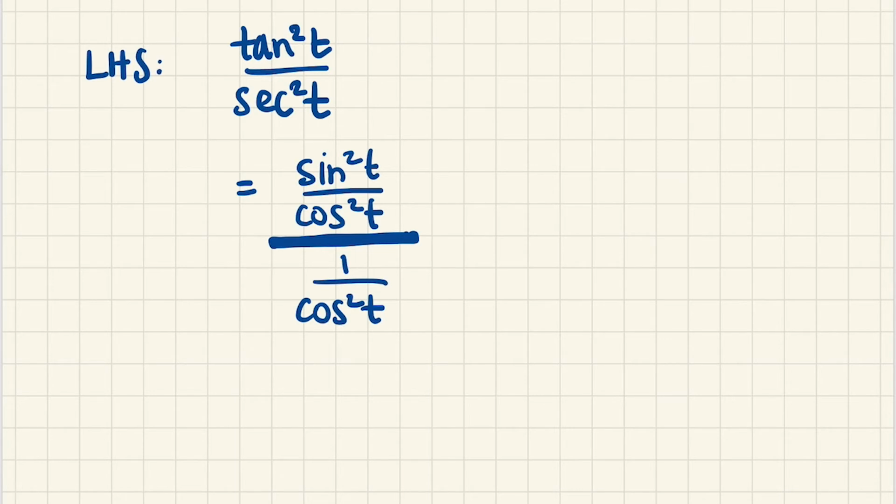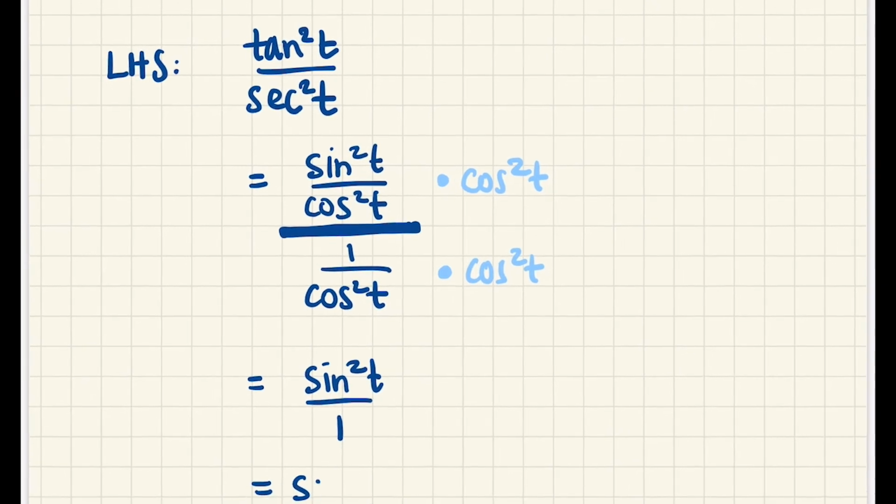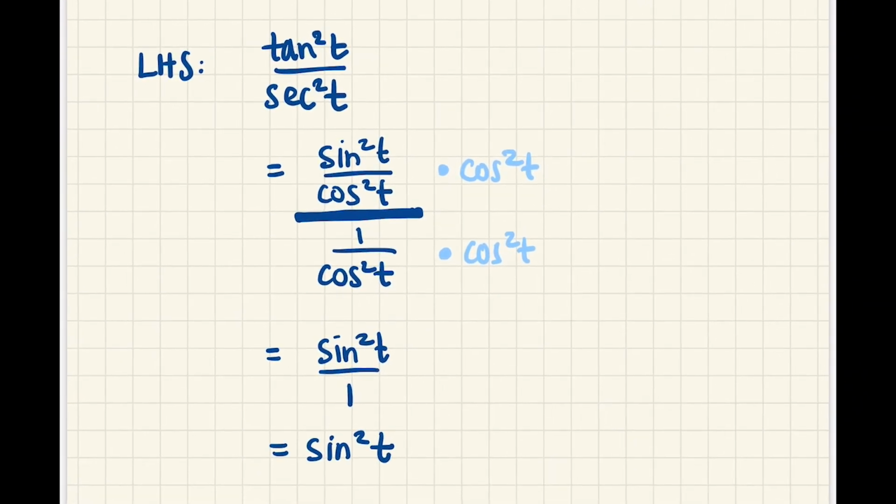Okay, so very good. We can now clear this fraction within a fraction situation by multiplying the entire numerator by cosine squared and simultaneously multiplying the entire denominator by cosine squared. So what we're going to get is in the numerator, these two factors cancel, giving us sine squared of t. And in the denominator, these two factors cancel, giving us just 1. So of course, a thing over 1 is just that thing. So we have reduced to sine squared t.